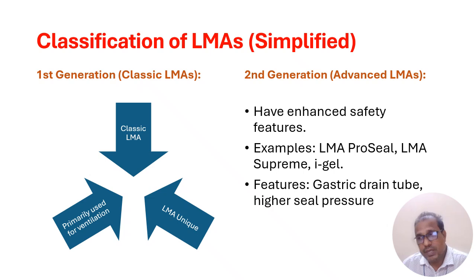The second generation LMA has some advanced features, and some safety features also. For example, LMA Flexible, LMA Supreme, i-gel, etc. It has a special feature: a gastric drain tube. In the first generation LMA, there is no gastric drain tube. The extra advantage of the second generation LMA is the gastric drain tube, and it also has a higher seal pressure.